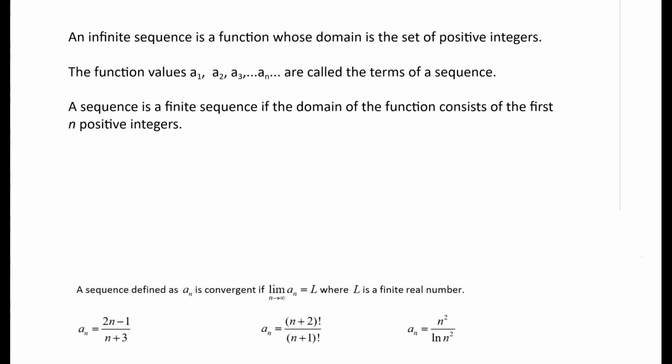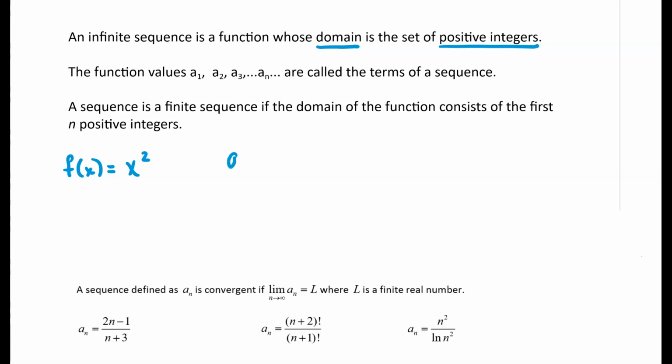It says an infinite sequence is a function whose domain is the set of positive integers. And how that differs from an actual function is if I have f of x equals x squared, then you really don't have any limitations. You can put any number you can think of. You can put in integers, rational numbers, irrational numbers. Heck, you can even put in imaginary numbers because we know that i squared equals -1.